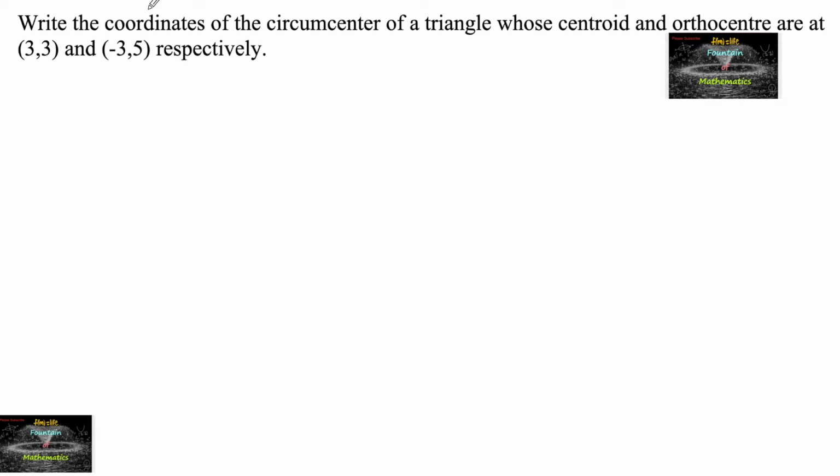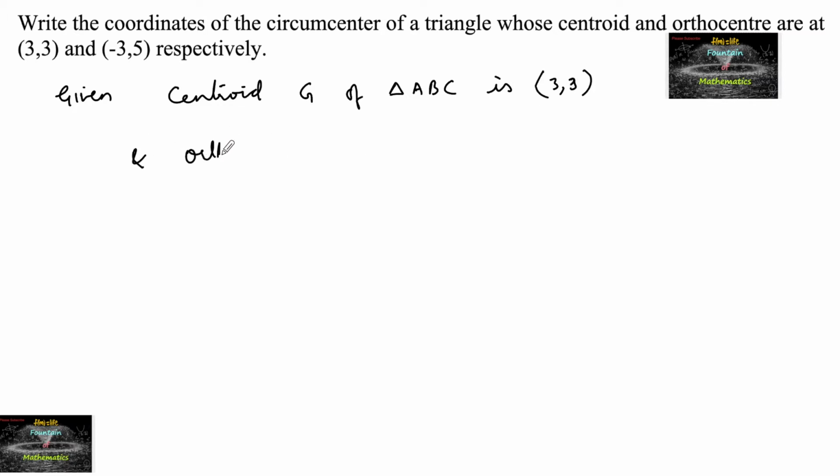Write the coordinates of the circumcenter of a triangle whose centroid and orthocenter are at (3, 3) and (-3, 5) respectively. Given the centroid of a triangle, say ABC, is (3, 3), and let us consider the orthocenter O of the same triangle ABC is (-3, 5).